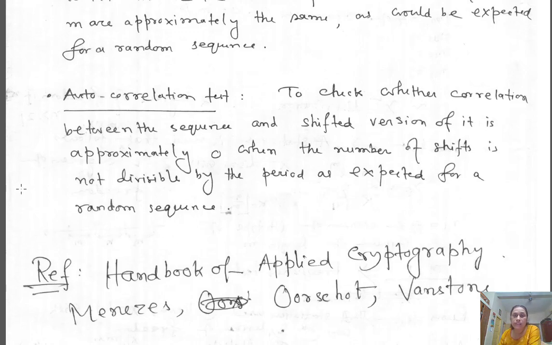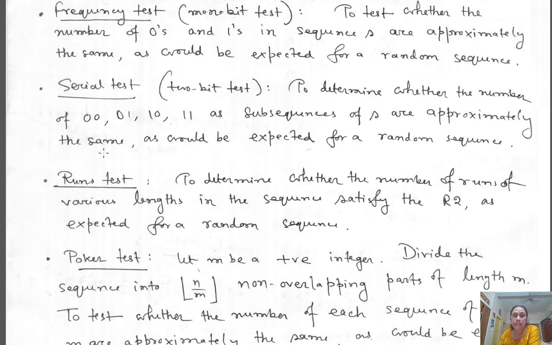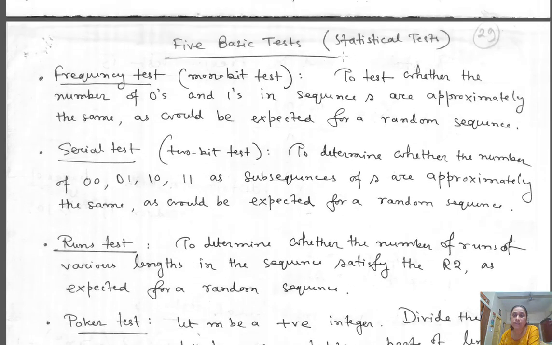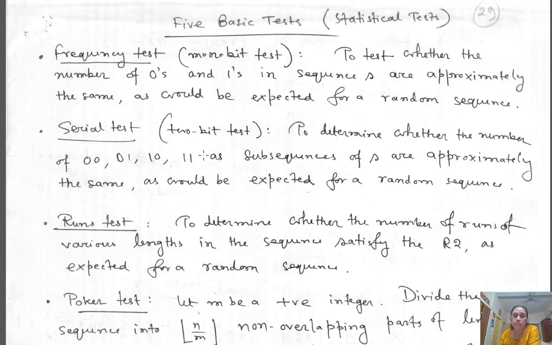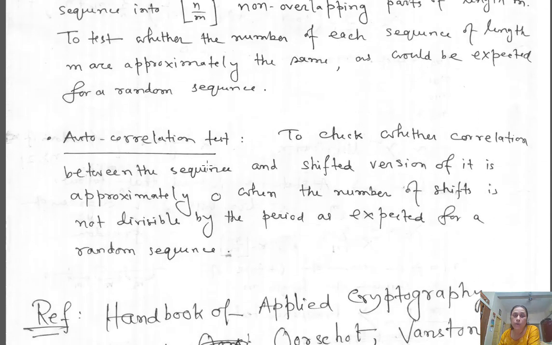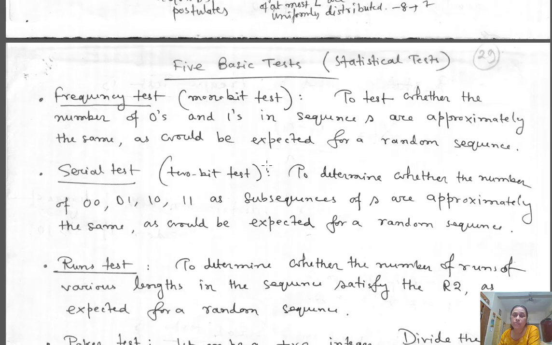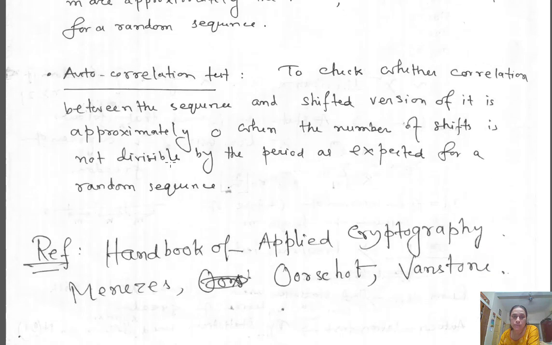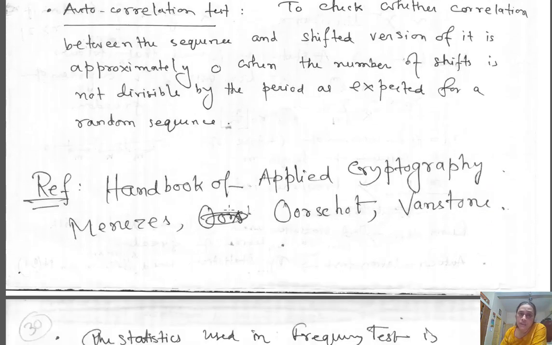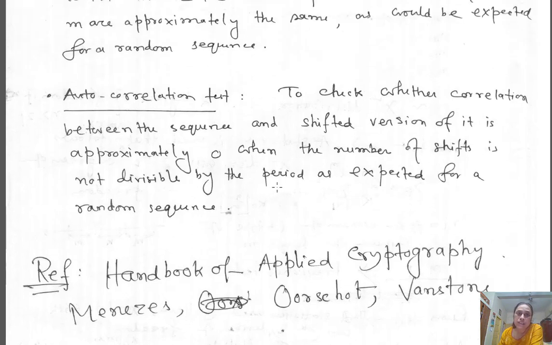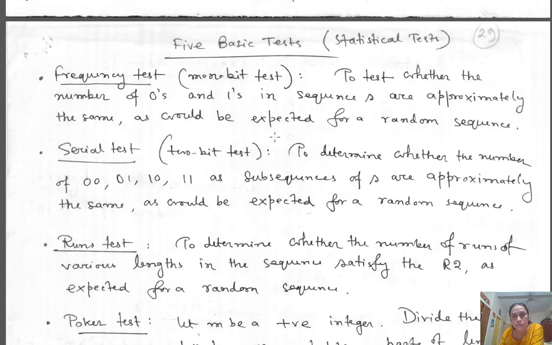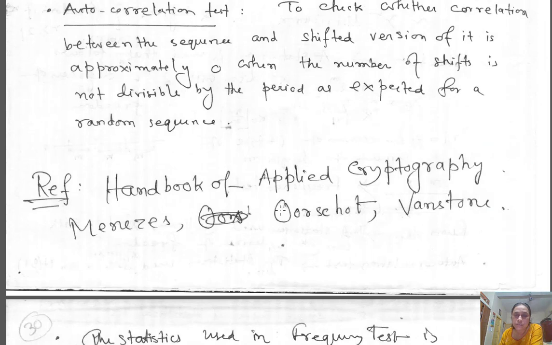Okay, so these are the 5 basic tests, and if a bit string is to be a random sequence, it has to pass through these basic tests. All the statistical tests have tools to test them. If you go through the book Handbook of Applied Cryptography by Menezes, van Oorschot and Vanstone, these basic tests and Golomb's postulates are all taken from that book. The soft copy version is also available. Check that.